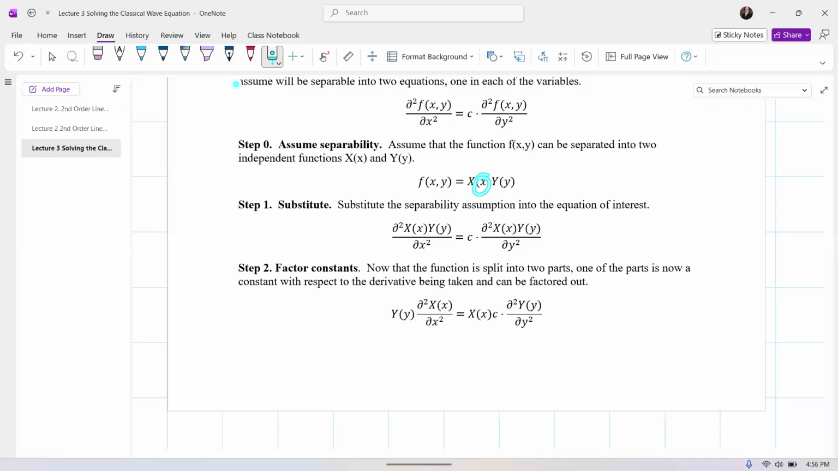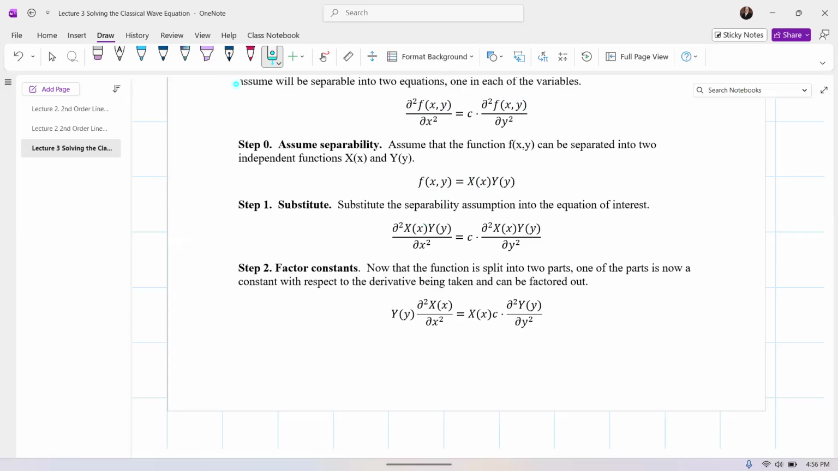So if you could not separate x only in x and y only in y, then it's not going to work. So this is what we're assuming that we're going to be able to do. Let's assume that it's going to be true, and we're going to substitute that in. So here is our function right here and here, and what we do is we substitute in. This is the assumption that we made. We take that and we substitute it in to see what we would get.